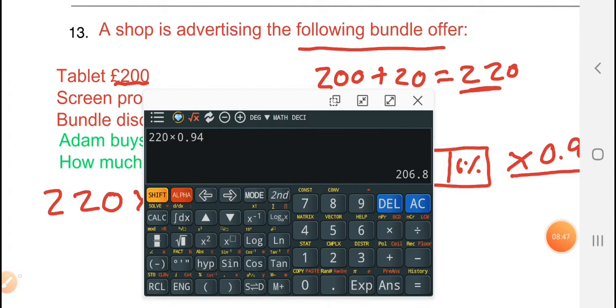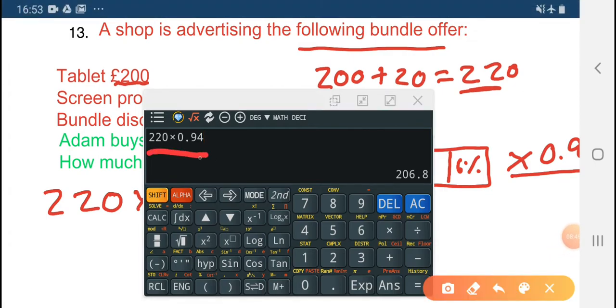So as you can see on the calculator, when I did 220 times 0.94, the new price that I have to pay, or the sale price for buying the bundle, is £206.80. So really, if I buy the tablet for £200, I'll only be paying another £6.80 for the case. So it's a good offer. So the bundle offer will be £206.80.